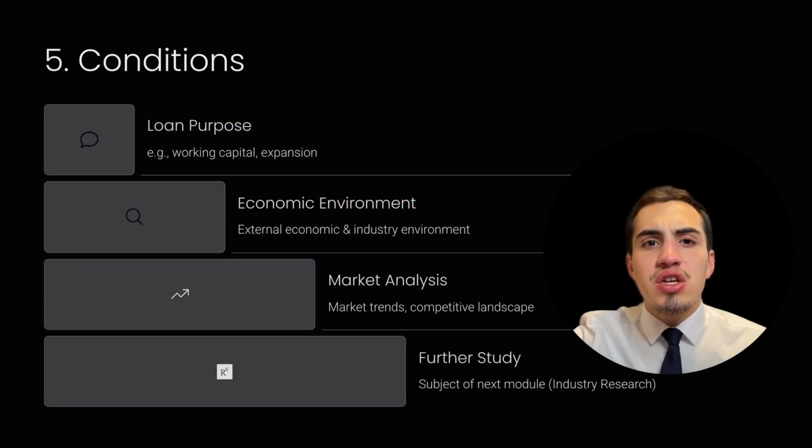The final C is conditions. This encompasses the purpose of the loan itself. What will the loan be used for? And very importantly, it includes external economic and industry conditions the business operates within. Are market conditions favorable? What are the industry trends? Assessing these conditions is vital and will be the focus of our next module.